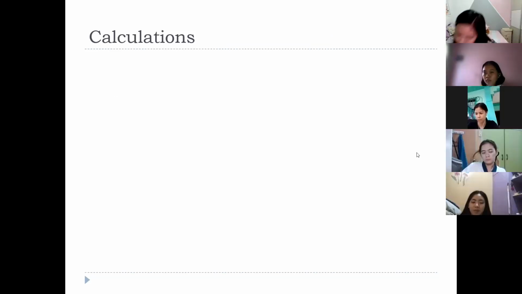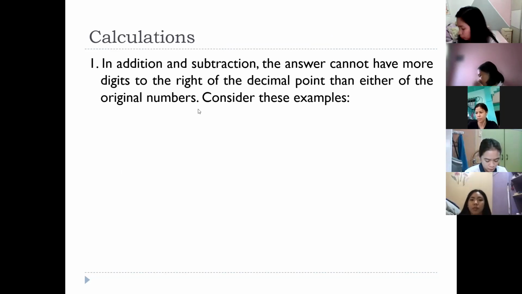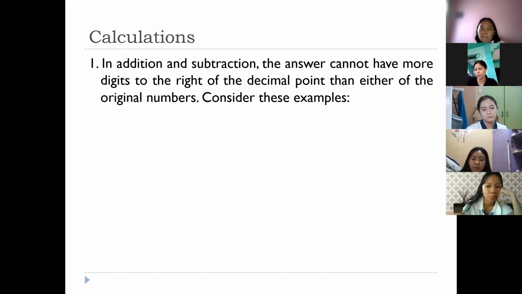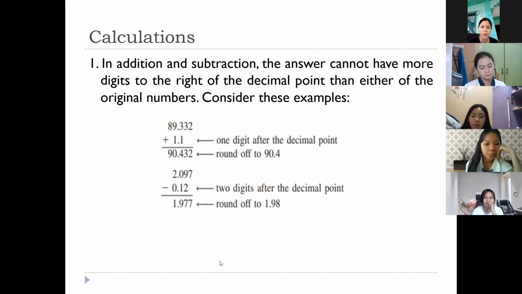So, let us now apply our significant figures sa calculation. Kay even sa atong laboratory, nakalimot sa rules sa significant figures. So, uliton na to siya. Number 1, in addition and subtraction, the answer cannot have more digits to the right of the decimal point than either of the original numbers. So consider this example, class. You have example number 1 here.